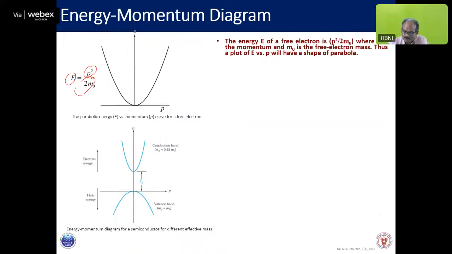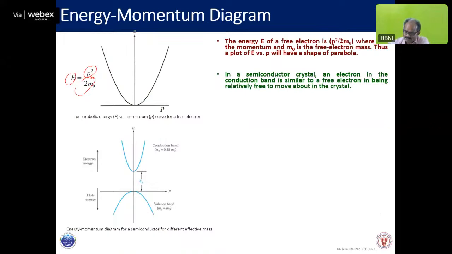So the energy E of a free electron is p square by 2m. This we know, where p is the momentum, m is the free electron mass. Thus, a plot of E versus p will be a simple parabola. Why will it be a parabola? Because of p square. So if I put p here and E here, I will have absolutely this parabola.